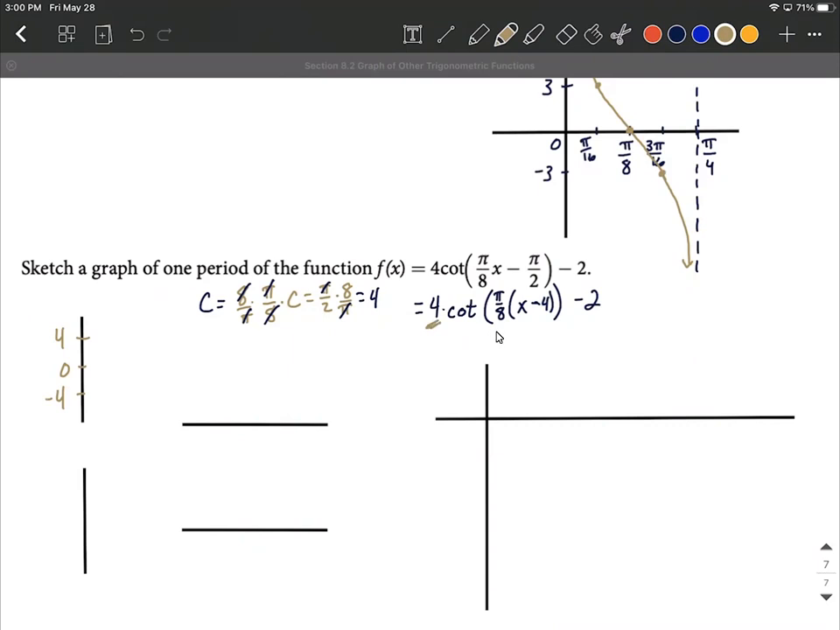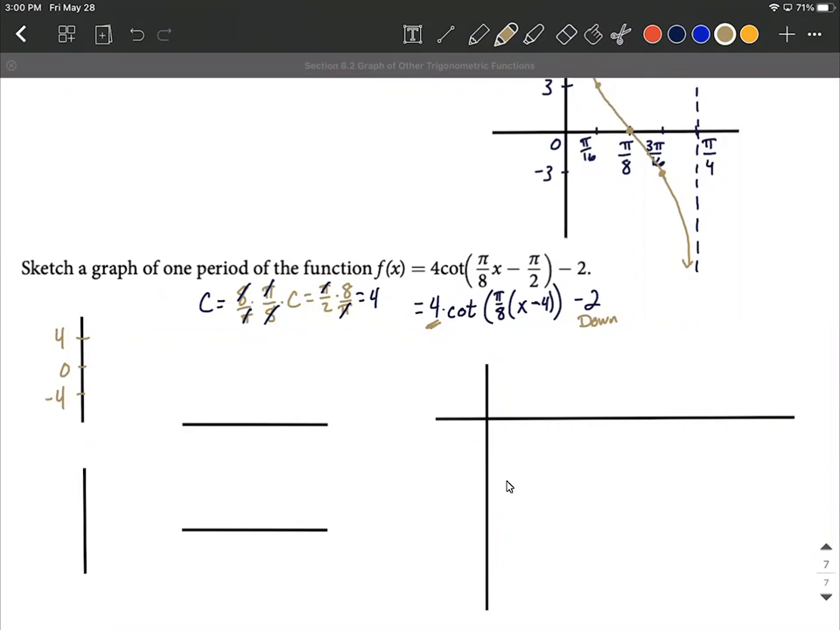Done. The only other vertical movement we're going to have is this -2 attached to the entire function. What that's going to do is move everything down 2 units. So for each one of these labels that I already have on my y-axis, I'm going to subtract 2 from each one of those to get my new labels that are going to go on our final graph here.